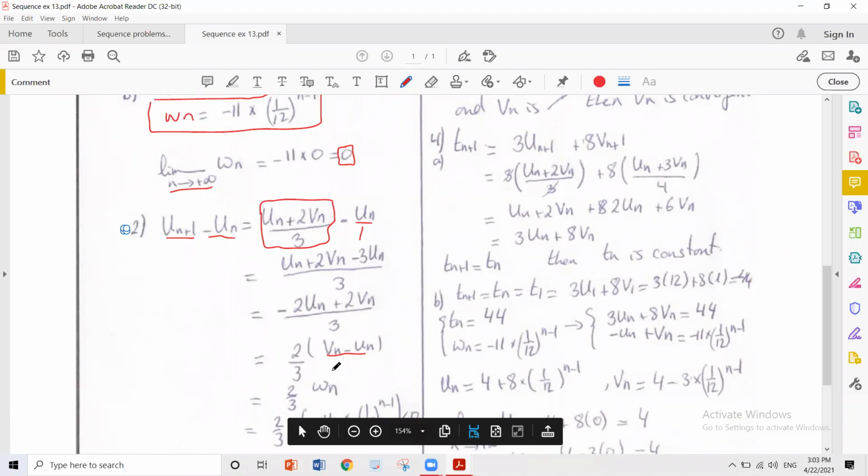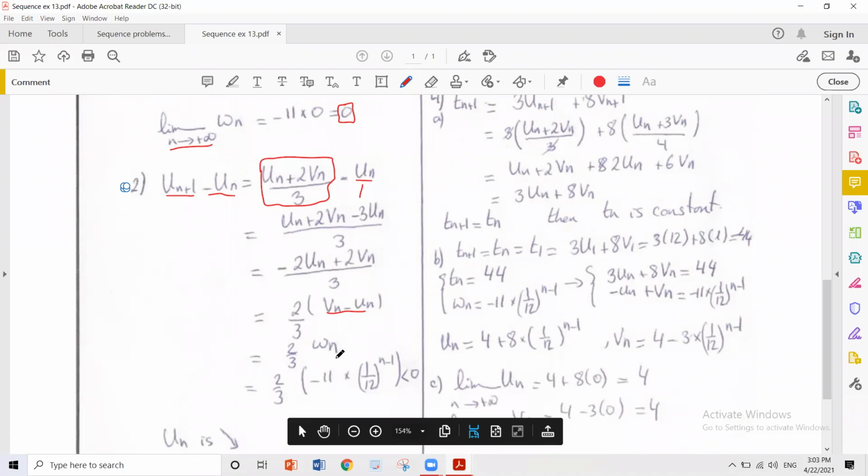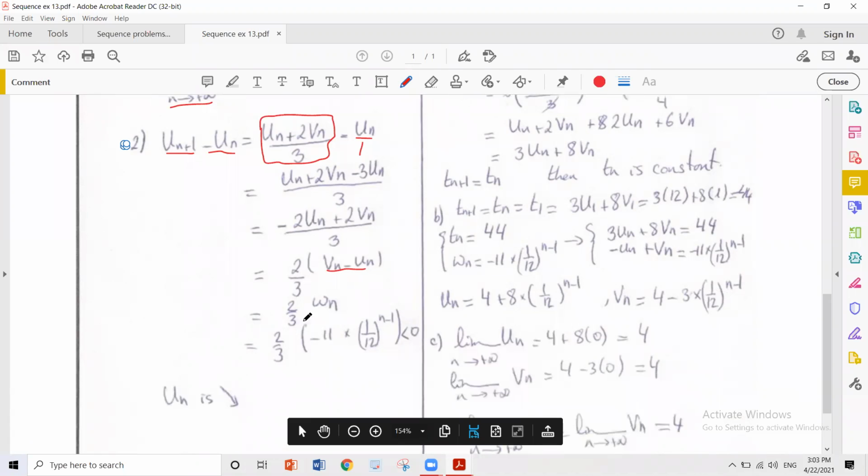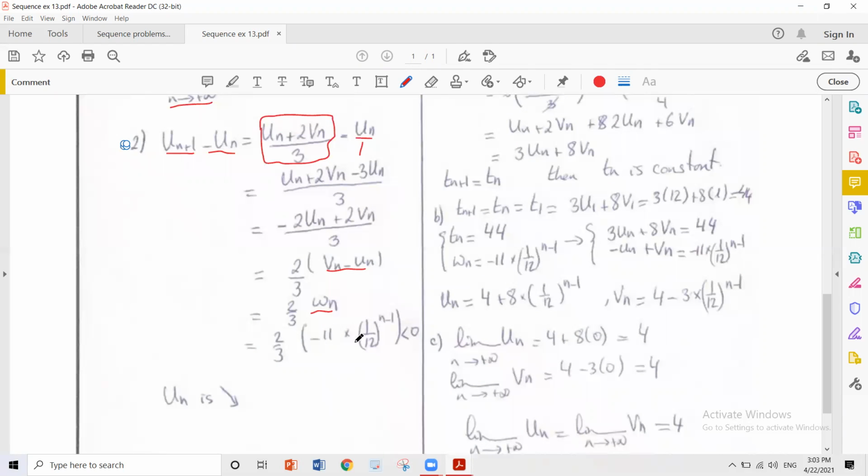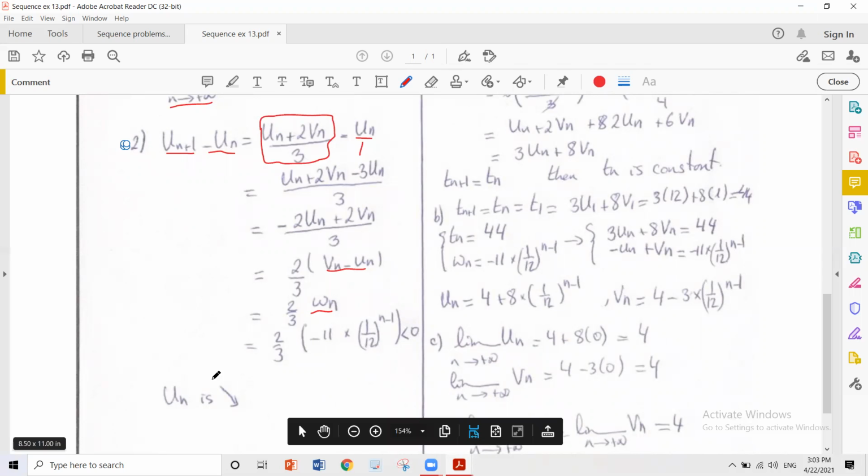Vn minus Un is Wn. It's here 2 over 3 times Wn, which was calculated in the previous part as minus 11 times 1 over 12 to the power n minus 1. This one is a negative quantity, so Un is decreasing.